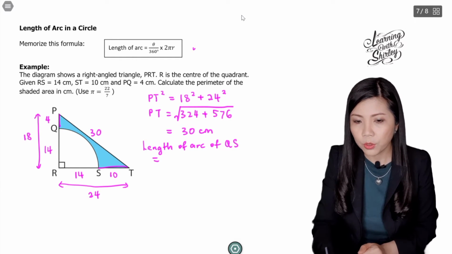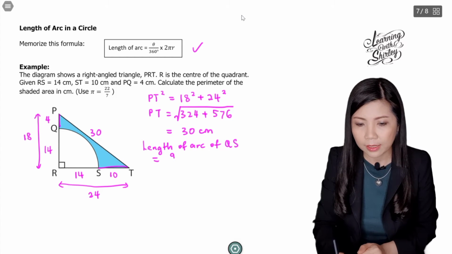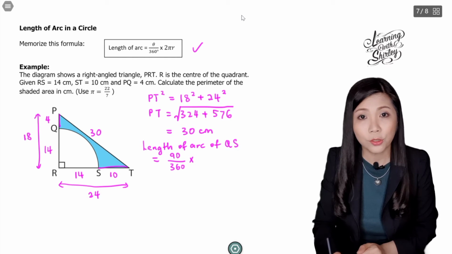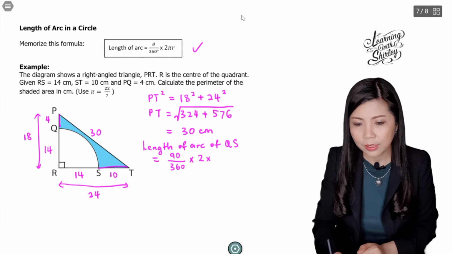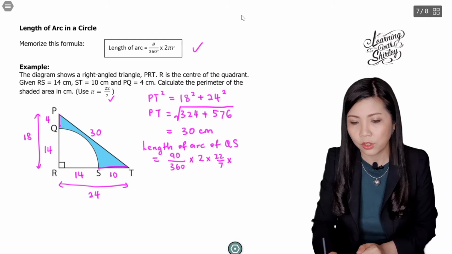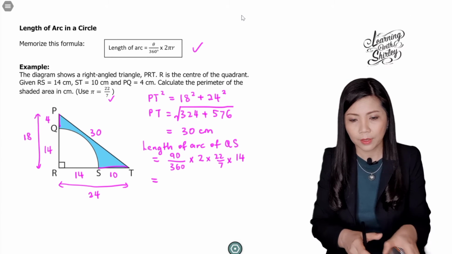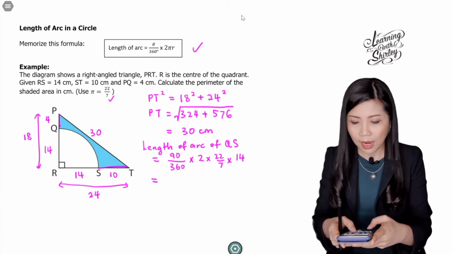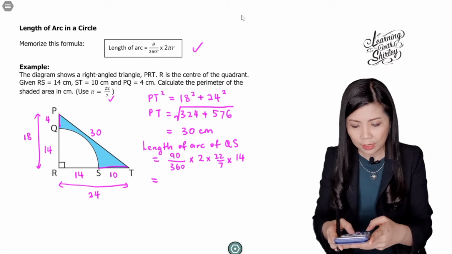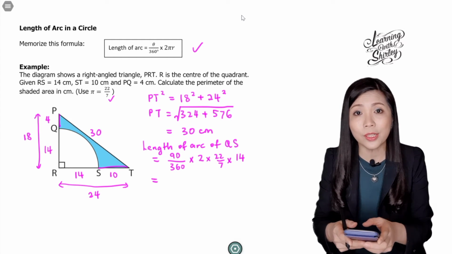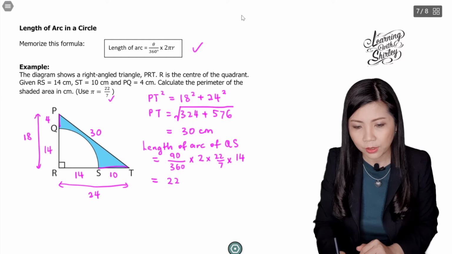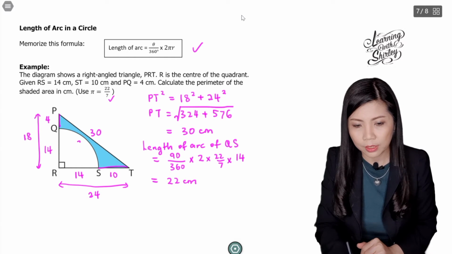equals to, so I'm going to use this formula, okay, so the angle is 90 degrees over 360, then times 2 pi r, so 2 times, because they say use 22 over 7 as pi, so 22 over 7, okay, times the radius, so the radius is 14 in the diagram. Okay, so let's calculate this. So 90 over 360 times 2 times 22 over 7 times 14, so we get 22 cm, okay, so this 22 cm. So therefore, this is 22.